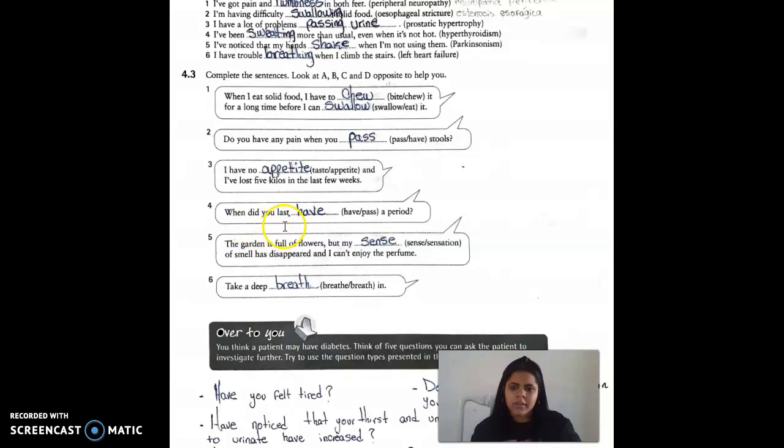3. I have no appetite and I've lost 5 kilos in the last few weeks. 4. When did you last have a period? 5. The garden is full of flowers, but my sense of smell has disappeared and I can't enjoy the perfume. 6. Take a deep breath in.